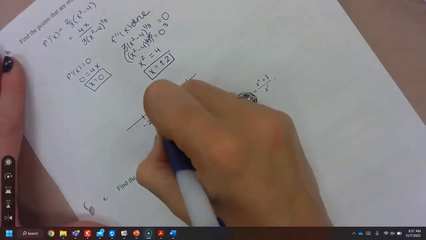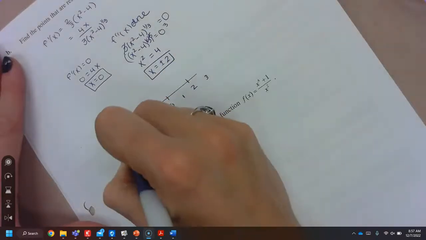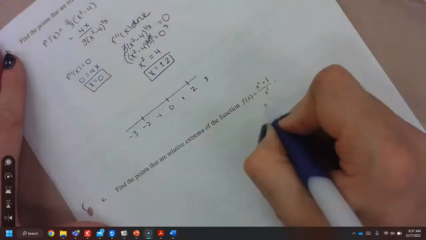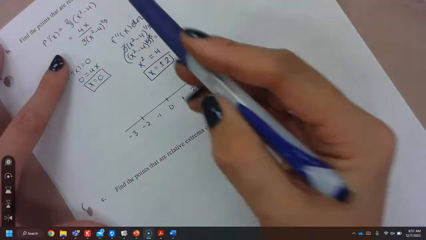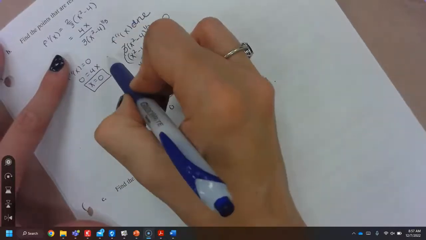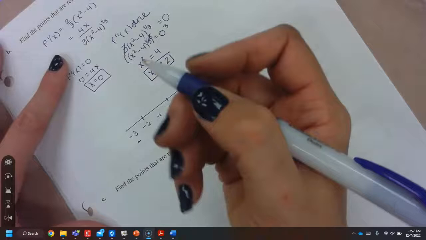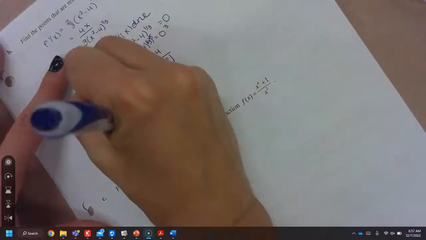So I'll test points -1, +1, 3, and -3. So -3 on top is going to give me a negative. -3 squared is 9. 9 minus 4 is 5. The cube root of 5 times 3 is positive. So negative divided by a positive gives me a negative.